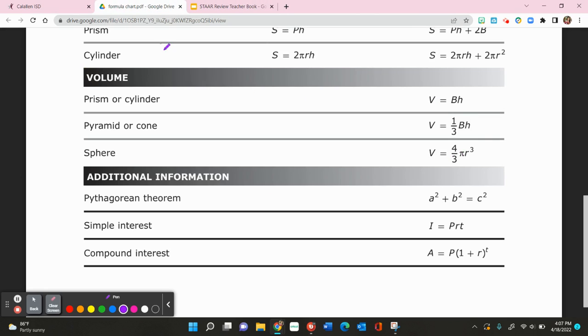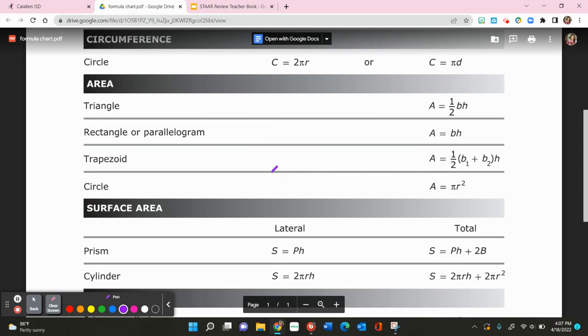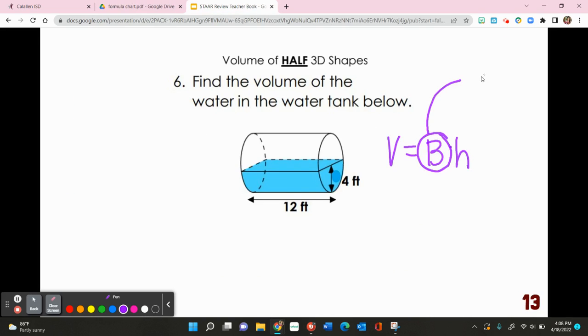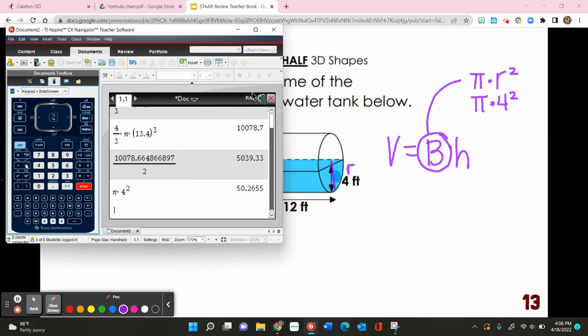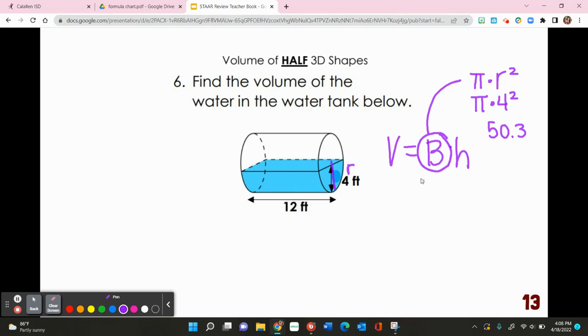So I'm going to go up to area, and I see that the formula for area of a circle is pi times r squared. Now, looking at your cylinder, we see that this line only goes halfway, which means that my radius is 4. So pi times 4 squared. So plugging that into our calculator, pi times 4 squared is going to give us 50.2655. We can round this to 50.3. So 50.3 is the area of my base.